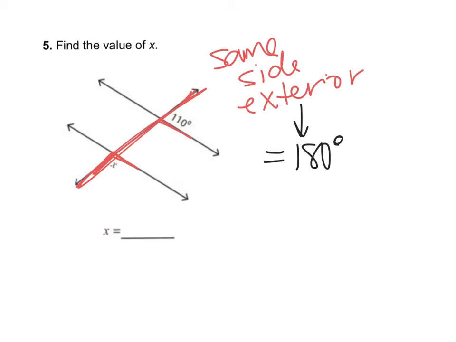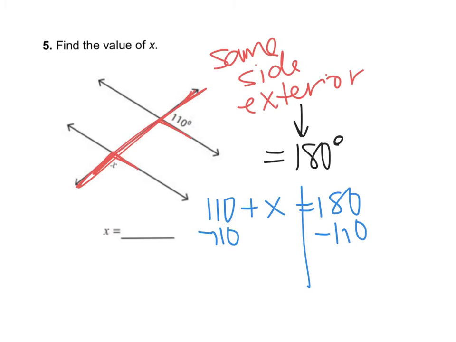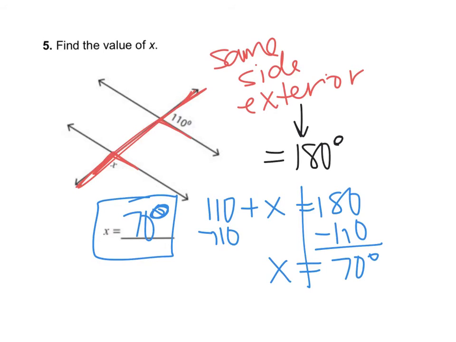So we are going to then set our equation equal to 180, and we're going to have 110 plus x equals 180. We're going to go ahead and subtract by 110 on both sides, and we're going to find that x is equal to 70 degrees. Again, if we wanted to make sure that this was correct, we could add those two together, 110 plus 70, and we should get 180 degrees.